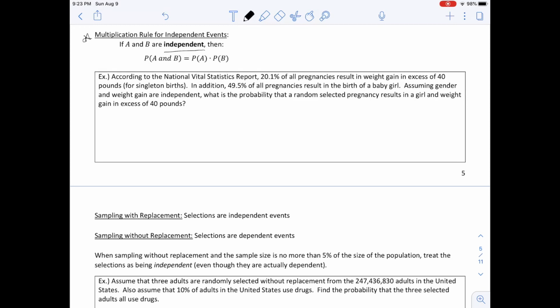This is according to the National Vital Statistics Report, 20.1% of all pregnancies result in a weight gain in excess of 40 pounds for singleton births. In addition, 49.5% of all pregnancies result in the birth of a baby girl. Assuming gender and weight gain are independent, what is the probability that a randomly selected pregnancy results in a girl and a weight gain in excess of 40 pounds. And we're looking for a probability. And so we're going to have the probability that it's a girl and we have a weight gain greater than 40 pounds.